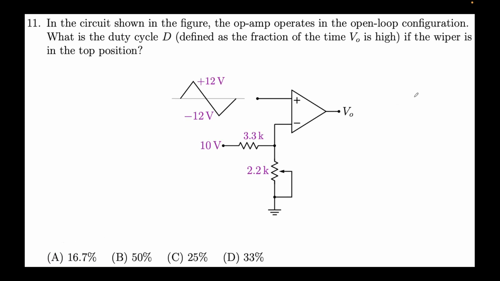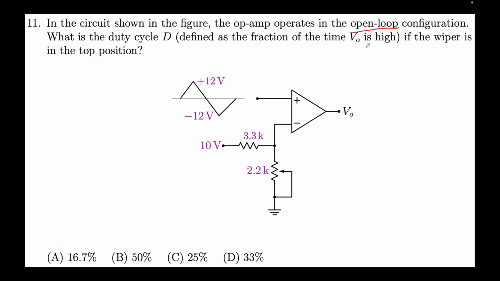Right. So moving forward, the next problem we are going to talk about is interesting. The question says, in the circuit shown in the figure, the op-amp operates in open loop configuration. So the problem itself says there is no feedback, and you can clearly see there is no feedback. What is the duty cycle D, defined as the fraction of time V naught is high?